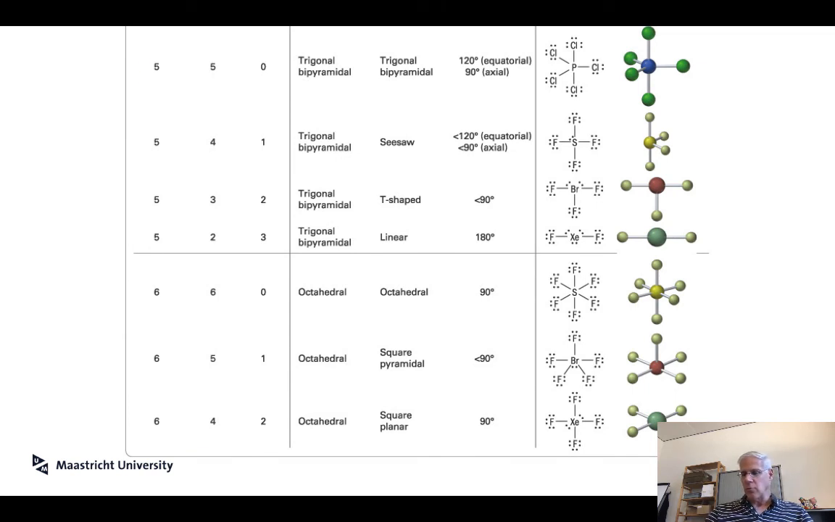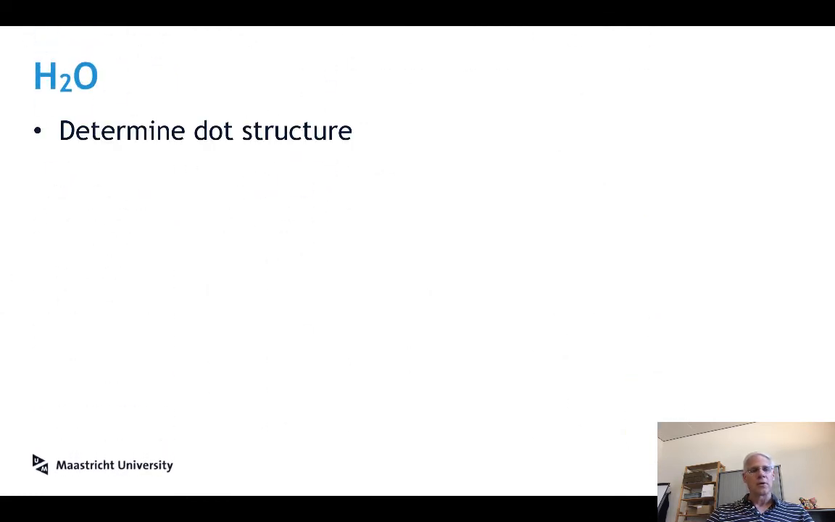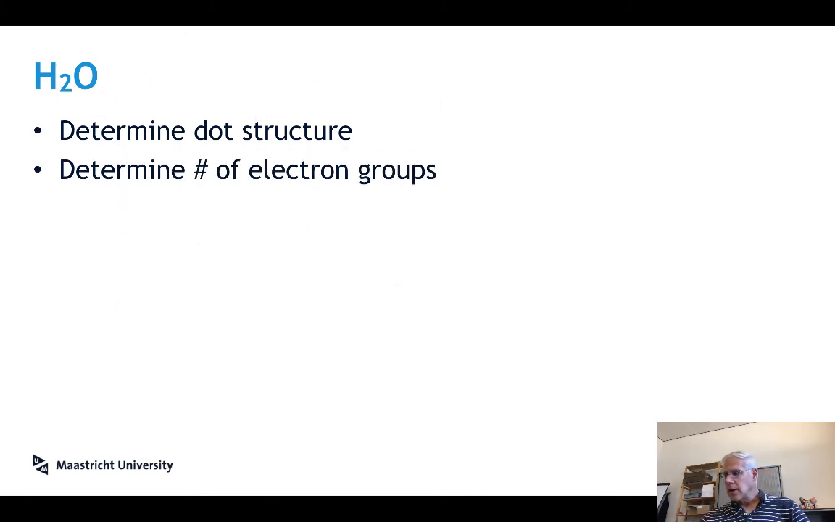We can look at our extended octets here. So we have a whole bunch of different combinations for 5 electron groups and a few different combinations for 6 electron groups as well. We can go through a quick example. If we do water, we determine the dot structure. Actually, let me redo that in a different way, because I drew it as being bent, but we don't know that yet. So there's a dot structure for water.